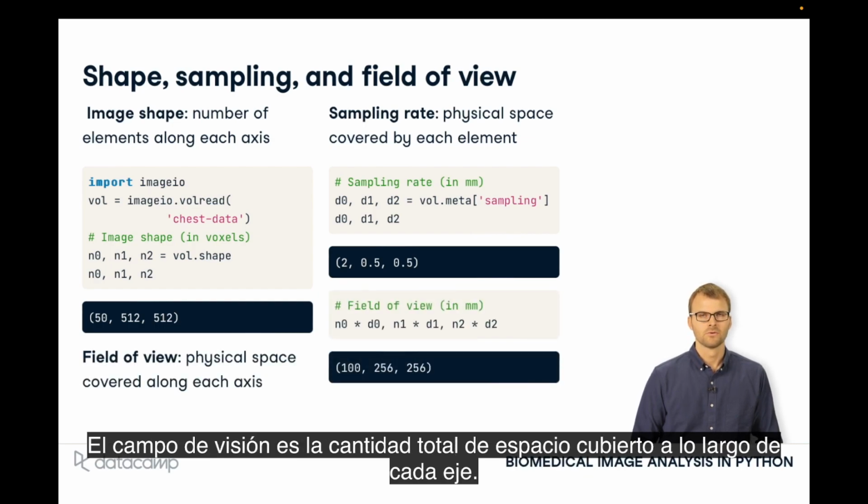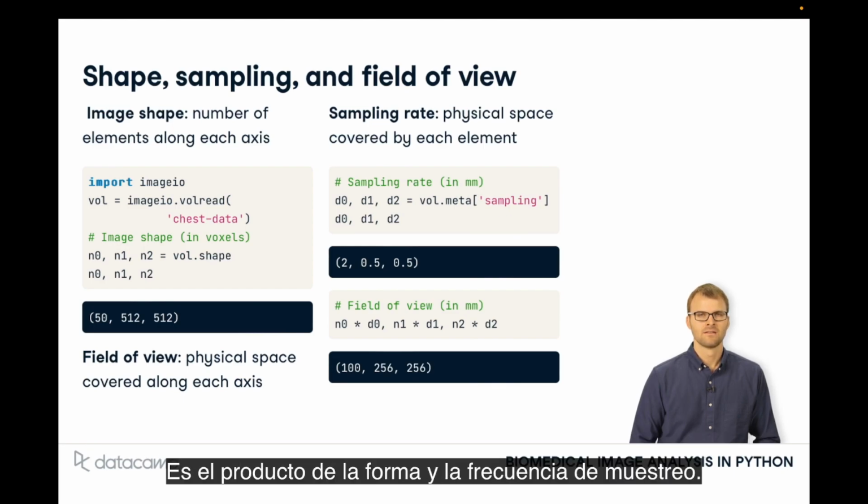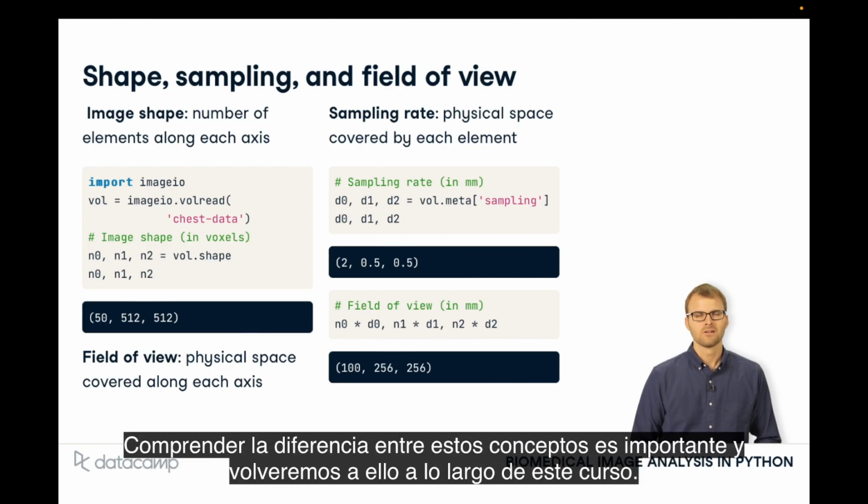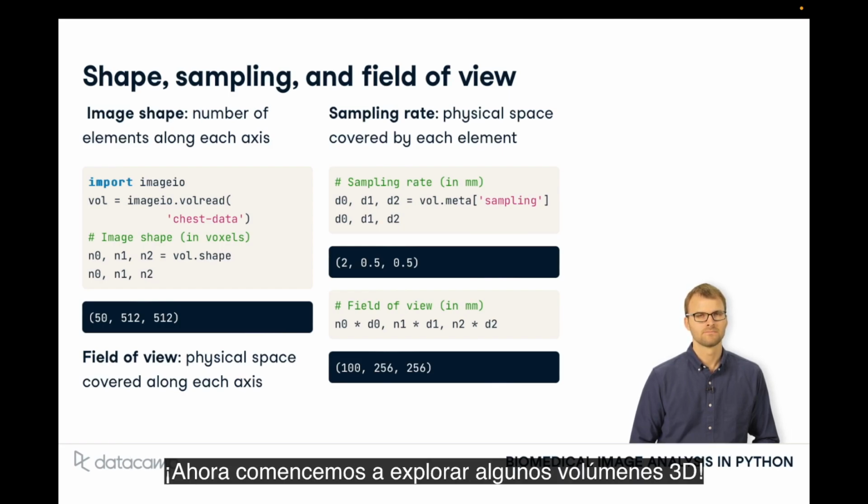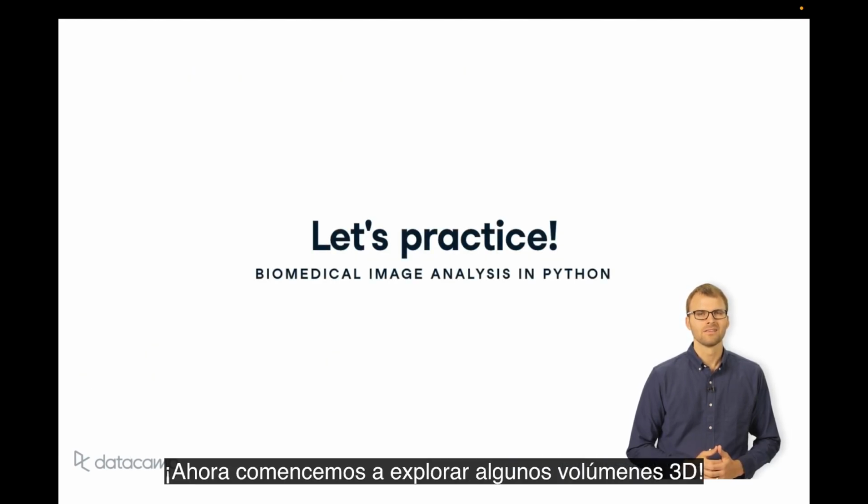The field of view is the total amount of space covered along each axis. It is the product of the shape and sampling rate. Understanding the difference between these concepts is important, and we'll return to it throughout this course. Now, let's start exploring some 3D volumes.